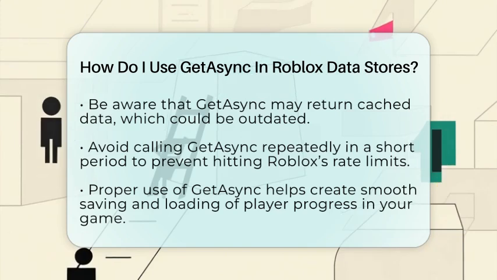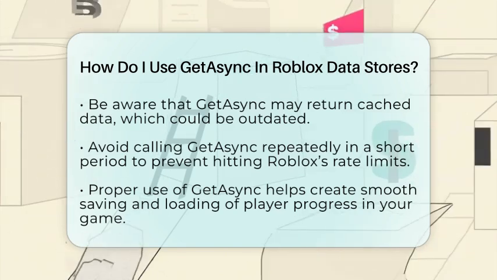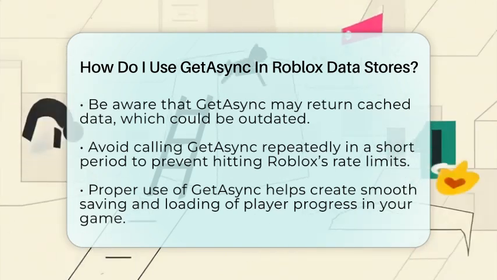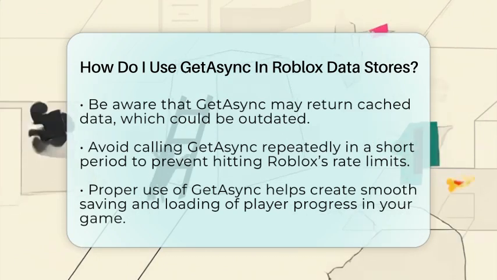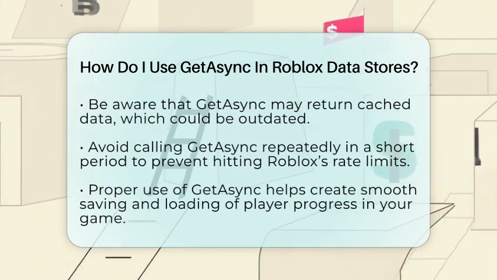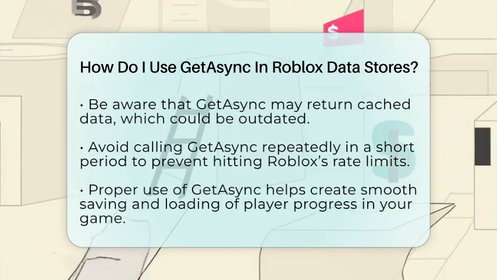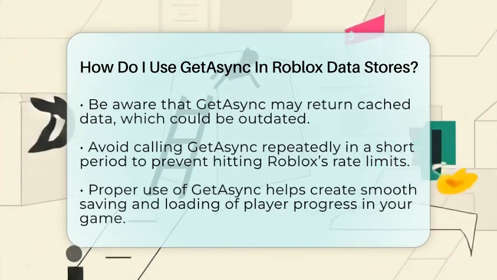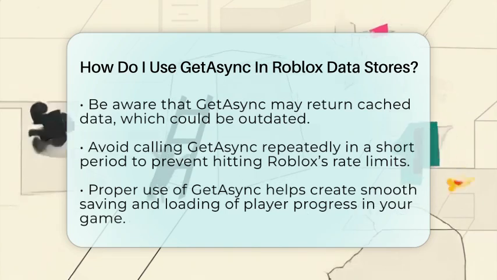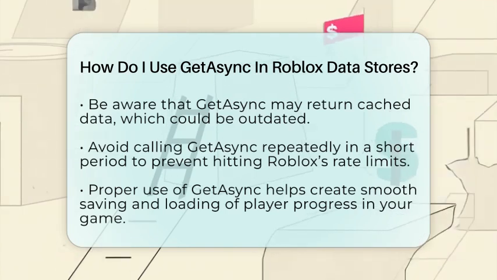Using GetAsync properly allows your game to save and load player progress smoothly, making the experience more enjoyable and seamless. By understanding how to call it, handle its results, and manage your keys, you can create reliable data systems that work well for both new and experienced developers.